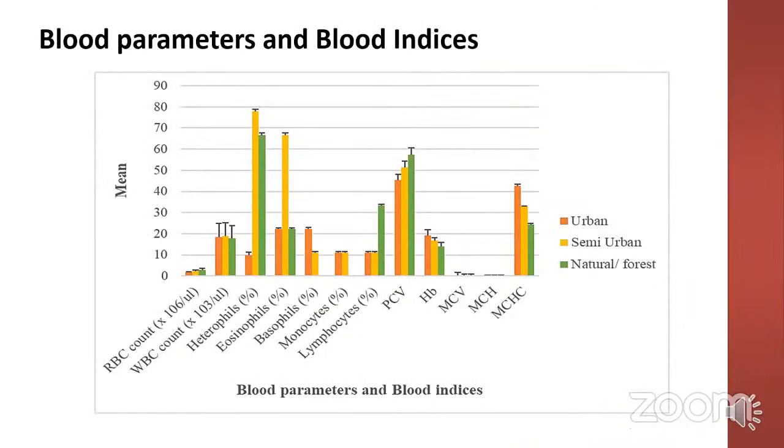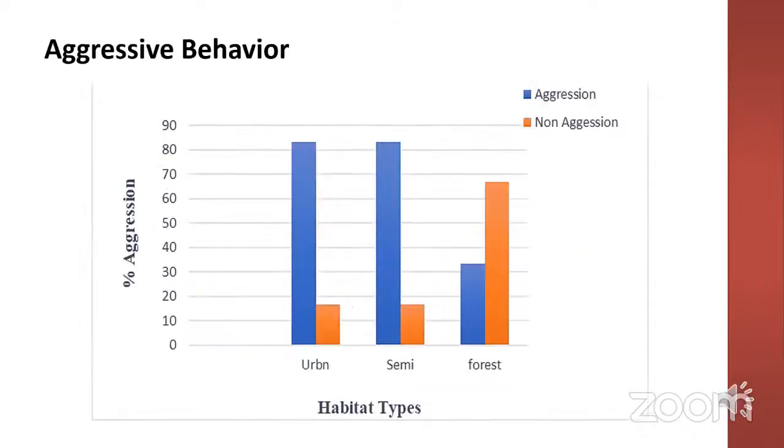From the results obtained for the blood profile, it is clearly evident that there were striking deviations in blood parameters such as the differential count, the packed cell volume and hemoglobin concentration, and also the blood indices. And this could be related to the heavy metal accumulation in the three landscapes. And in the results obtained for aggressive behavior, the highest percentages of aggression were reported from the urban and semi-urban landscapes, and the lowest is reported from the forest landscape.